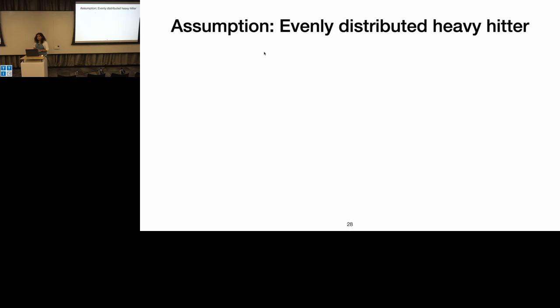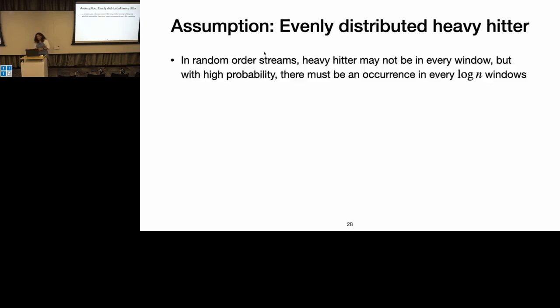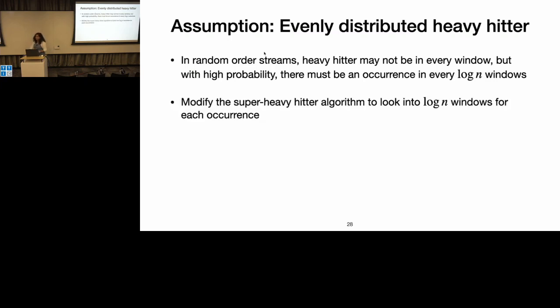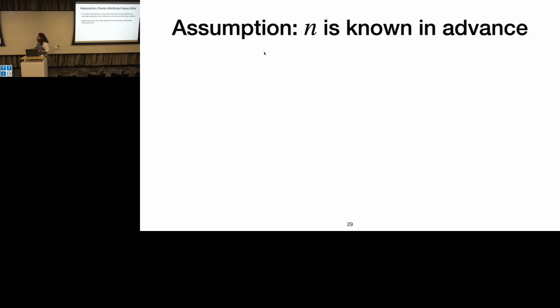Second thing, the evenly distributed heavy hitter. So in random order streams, the heavy hitter does not quite occur in every window, but it should occur in like every log n windows. So all we do is that in the super heavy hitter algorithm, where we are looking at every window for an occurrence, just look into every log n windows for an occurrence, and it basically doesn't change anything. Next, this assumption that the length of the stream is known in advance.